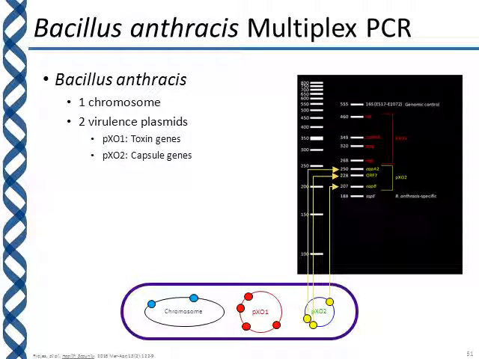There's a citation down at the bottom of the slide if anybody's interested in reading up on it. I'd be happy to explain it if anybody has any questions, but I think because of the way that this groups the different amplicons, it shows the overall concept of multiplex PCR fairly well.